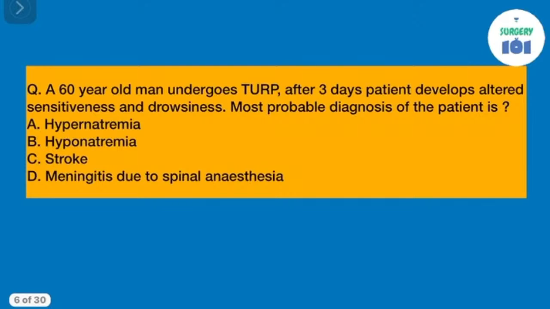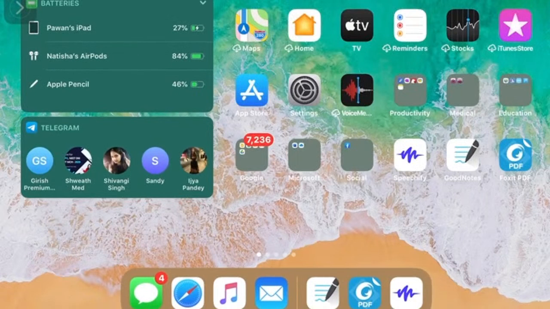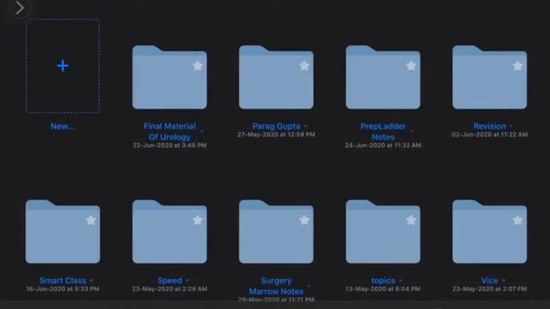The next question which I have for you guys is, a 60-year-old man undergoes a TURP. The patient has been subjected to the TURP, and after 3 days, the patient is having an altered consciousness, and the patient is kind of drowsy. What is the most probable diagnosis of this particular patient? Okay, so I'm really sorry, this is not altered sensitiveness, it is altered sensation. Okay, so it is altered sensation, and the patient is kind of drowsy.